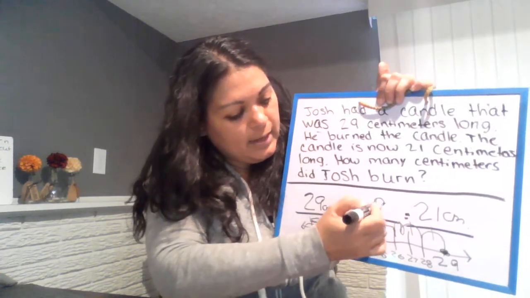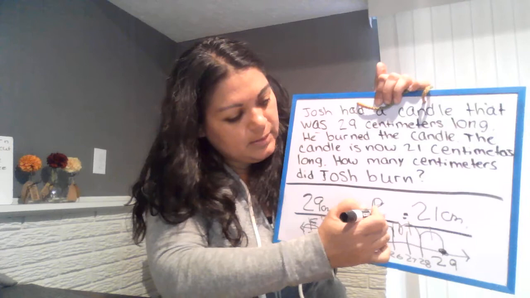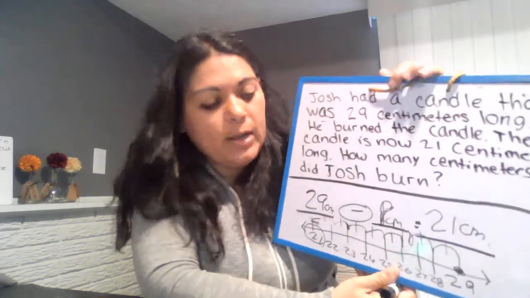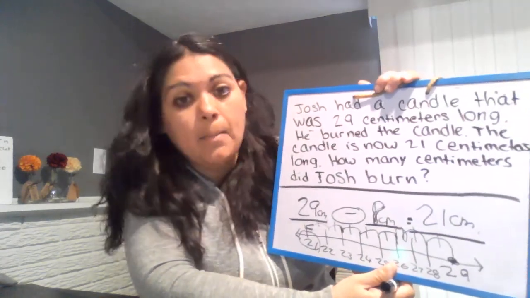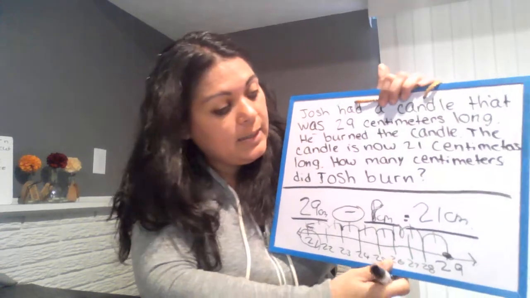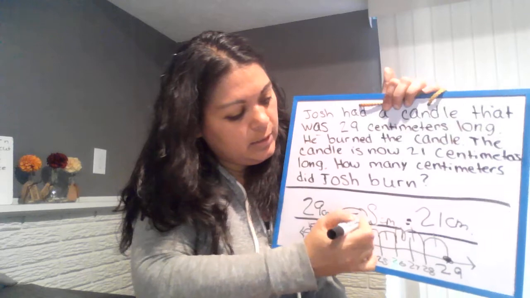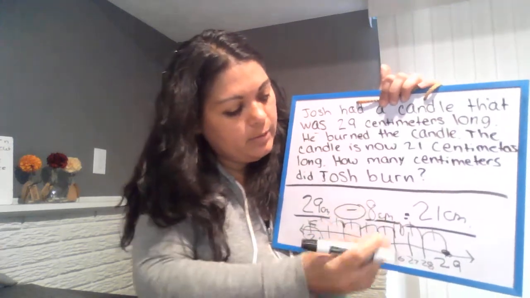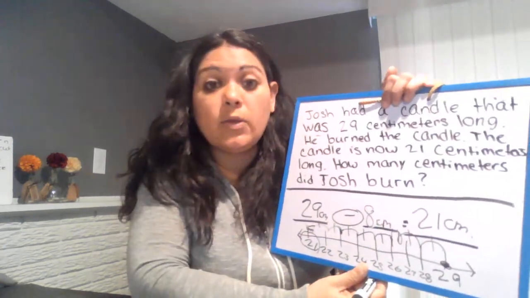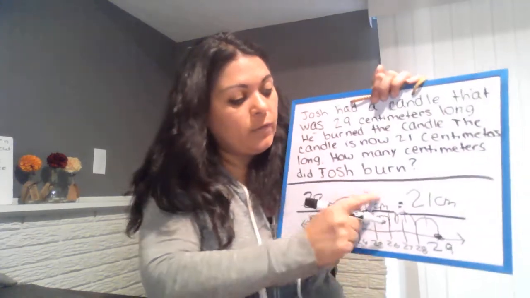And let's put that 8 there, and it's centimeters. So our equation now is 29 minus 8 equals 21. I'm going to make that a little neater so I can read my work, okay? All right, good. So that is our equation. You solved for the unknown.